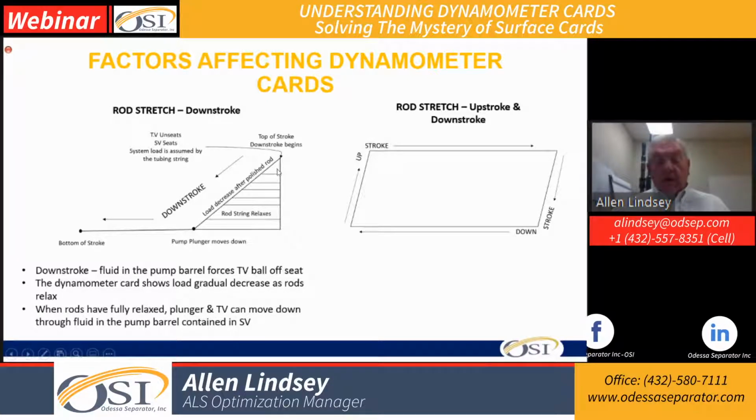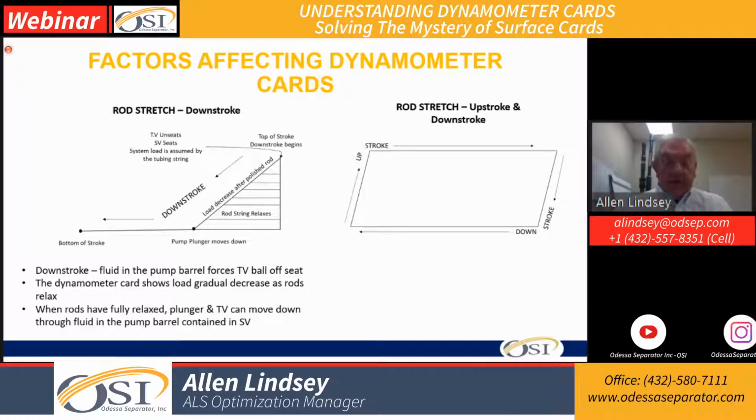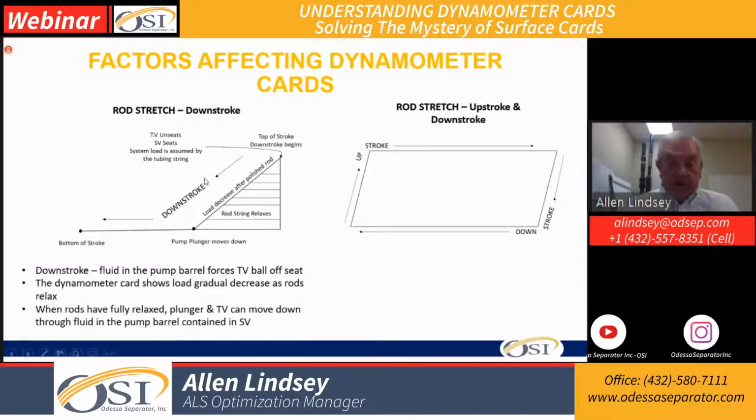The rod string relaxes an amount equal to the amount it stretched during the upstroke. The dynamometer card shows a gradual load decrease as the rods relax. When the rods have fully relaxed, the pump plunger and the traveling valve can move down through the fluid in the pump barrel contained by the seated standing valve.